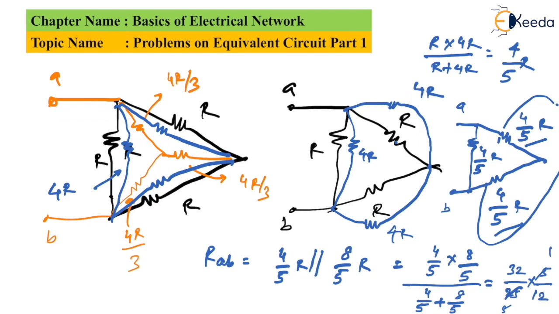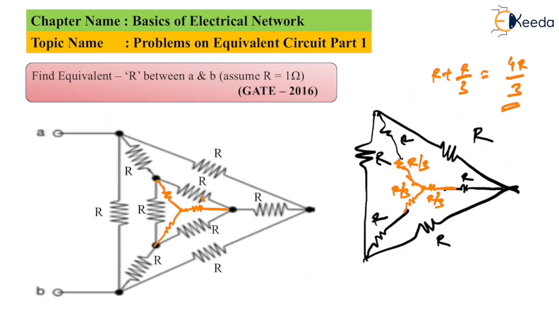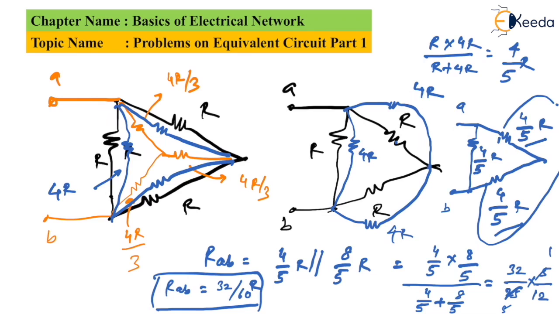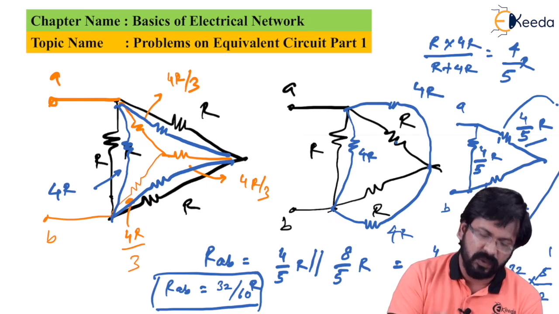So now it becomes 32 by 60 times R. Let us see the value of R. If you refer that circuit, the value of R was 1 ohm. Effectively, now the value of RAB will be equal to 32 by 60 times R. Since R value will be equal to 1, it is simply 32 by 60 ohms.